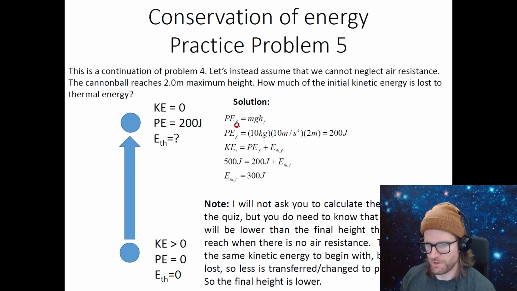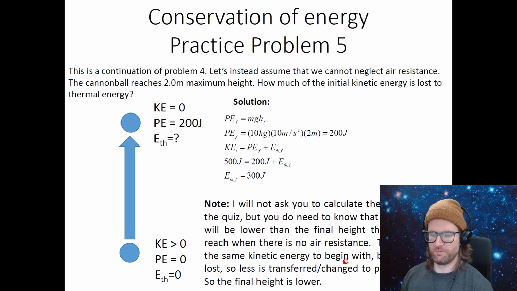Okay, because we only know the maximum height is 2, we need to use this formula here to find the potential energy at the final position. So we know that potential energy is mgh. Plug in 10 and 10 and 2 with the proper units. That gives us 200 joules, and that goes over here. And since we want to find how much of the initial kinetic energy is lost due to thermal energy, we know the initial kinetic energy is 500. We know the final potential energy is 200, and the remainder should be thermal energy. So that must be 300 joules.